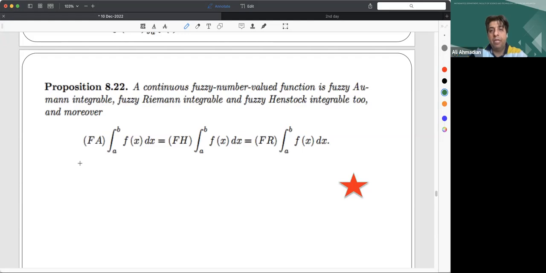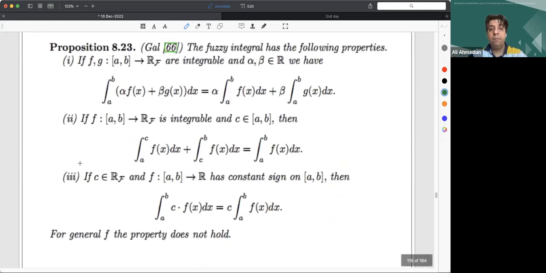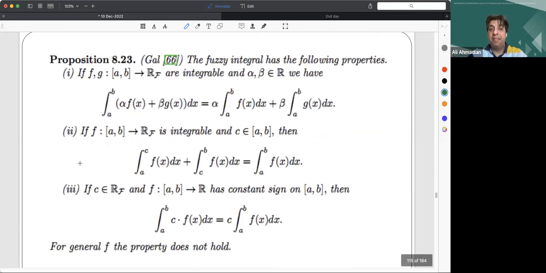They are actually equal. And the next thing which is interesting about the properties of the integration of fuzzy: if we have a fuzzy function, then you can see that we can easily separate them. There is not any restriction.